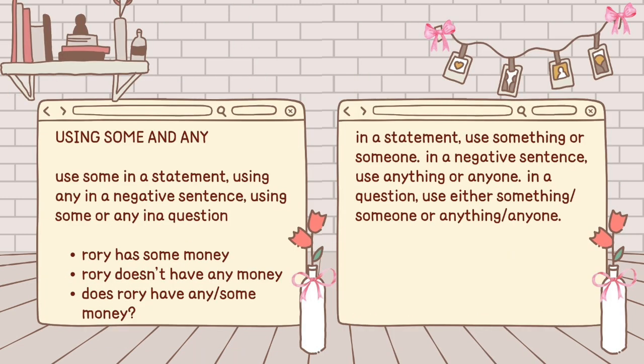Using some and any. Using some in a statement and using any in a negative sentence. Using some or any in a question. In a statement, use something or someone. In a negative sentence, use anything or anyone. In a question, use either something or someone, or anything or anyone.